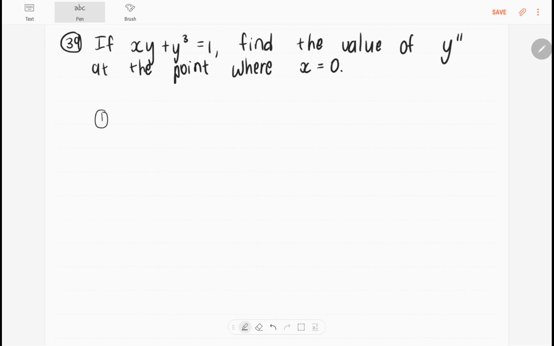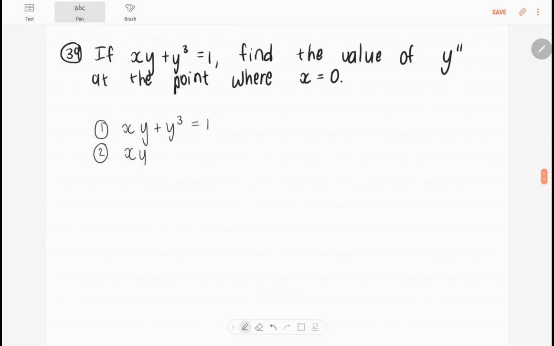So we take our first equation, I'm just going to call that number 1. Then I'm going to apply implicit differentiation to get the first derivative. So I have a product. So it's going to be the first times the derivative of the second plus the derivative of the first times the second. Then I have plus the derivative of y cubed, which is 3y squared multiplied by y prime equals the derivative of 1, which is 0.